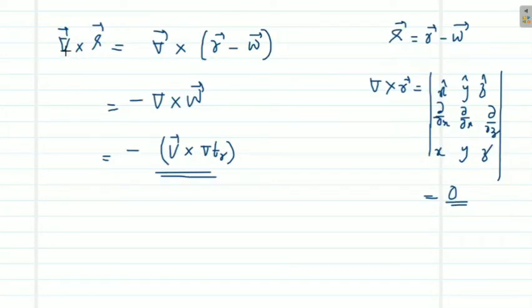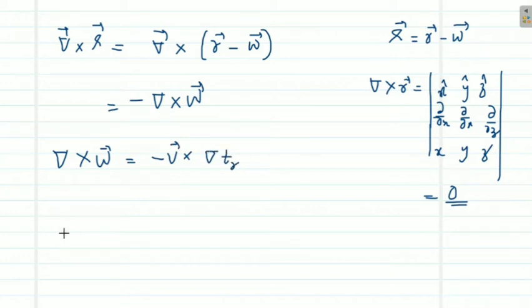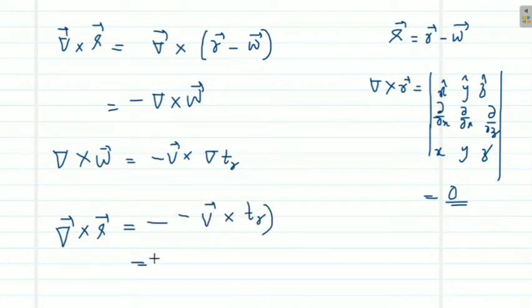So here we have obtained del cross curly r bar as minus of del cross w bar, and so I made a mistake here, del cross w bar is minus v bar cross del tr. So what will be del cross curly r bar? It will be minus of minus v bar cross del tr, which is v bar cross del tr. So this was our equation 8t.